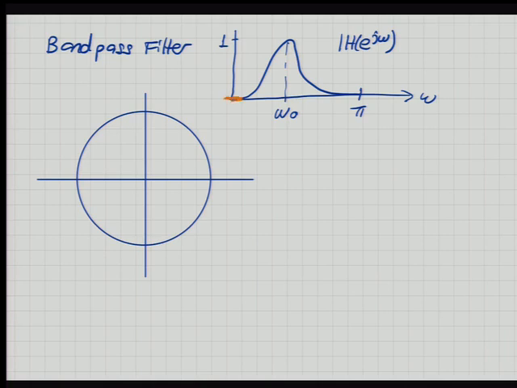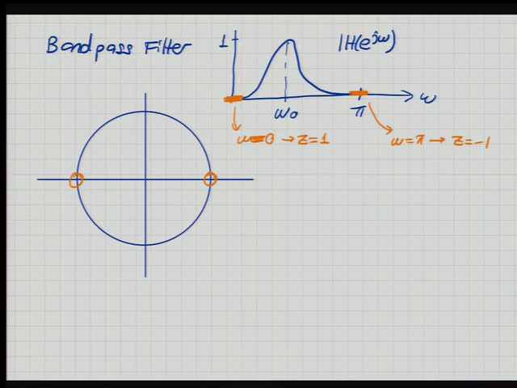You want this to be 0. You want this to be 0 as well. This is omega equal to 0, which means z is equal to 1. And this means omega equals pi, therefore z is equal to -1. How do I make the response exactly 0 at those points? I put zeros at 1 and -1. That will ensure you start here and end here.